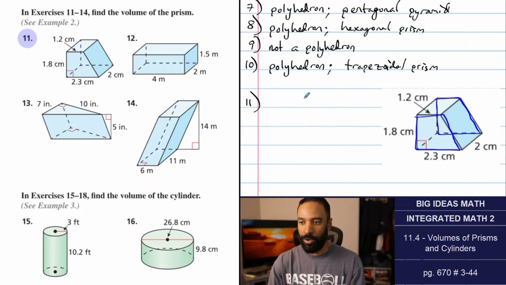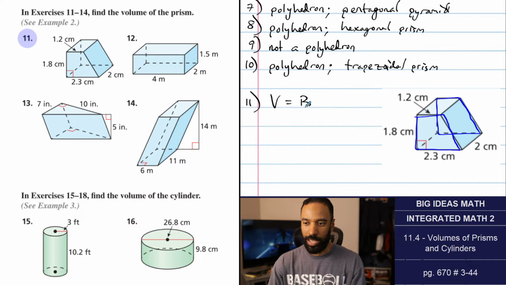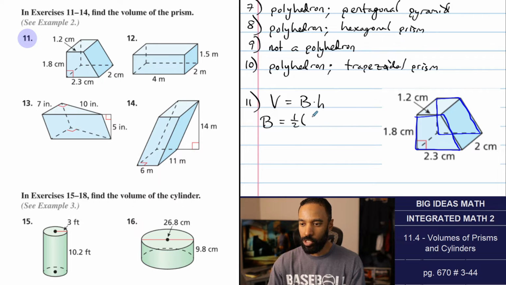So volume is area of base times height. It's probably the only time that I'm going to officially just write that itself. The area of the base is going to be, you average the bases of your trapezoid, in this case the ones that are parallel to each other. This 1.2 and the 2.3 are going to be averaged. And you multiply that by the height of your trapezoid.